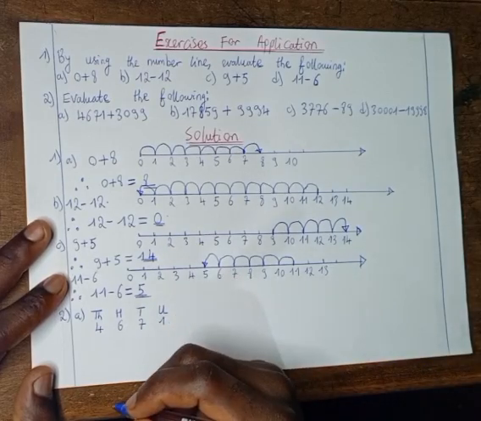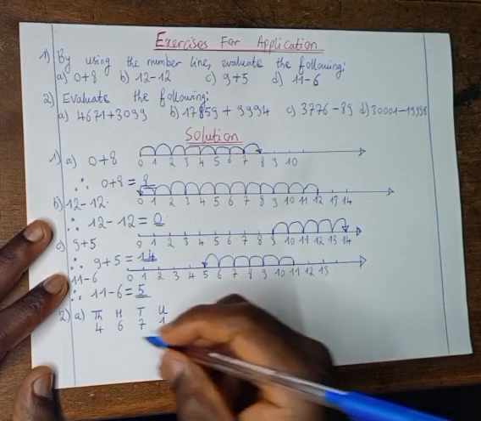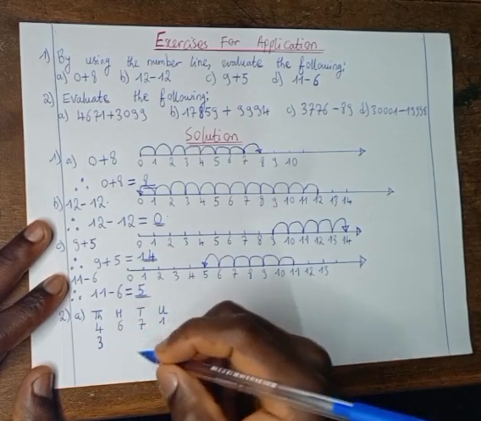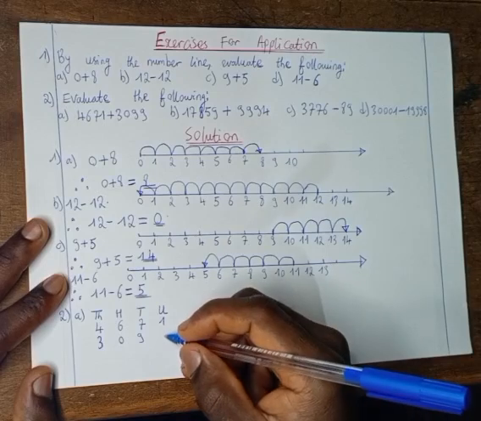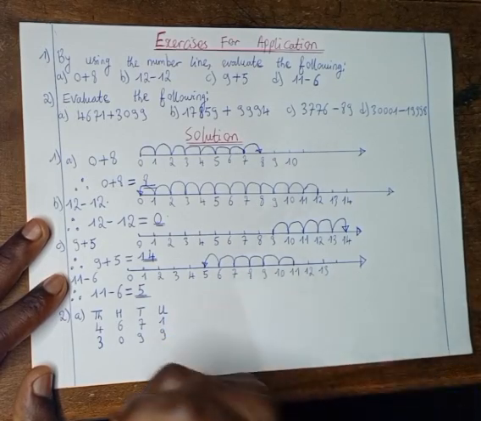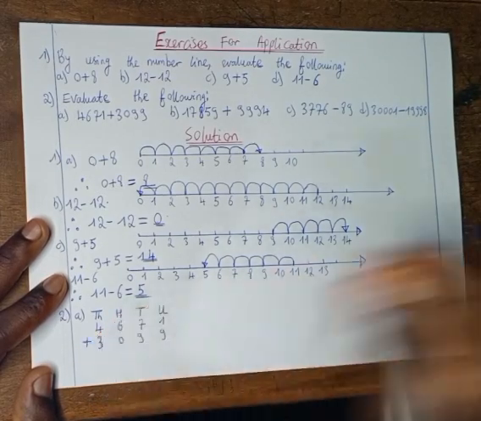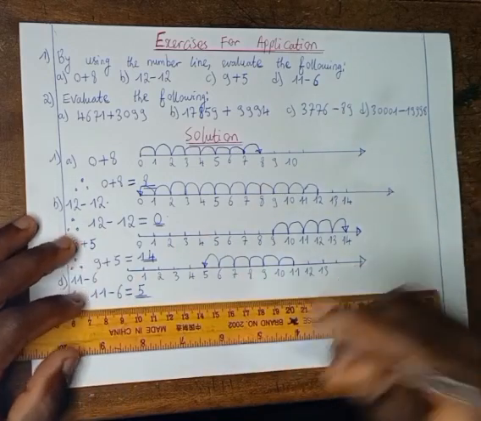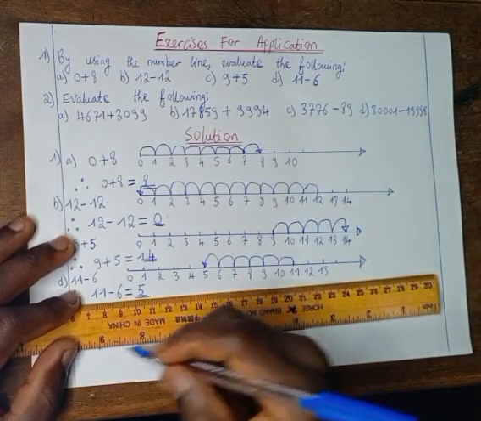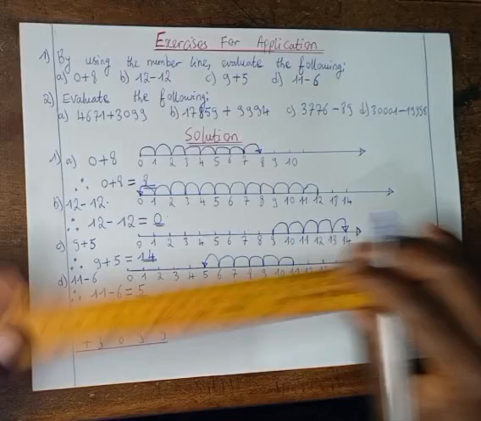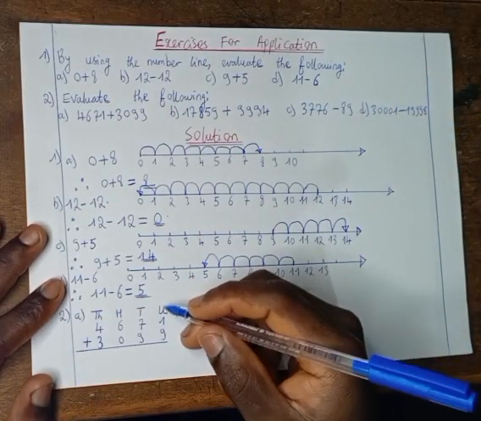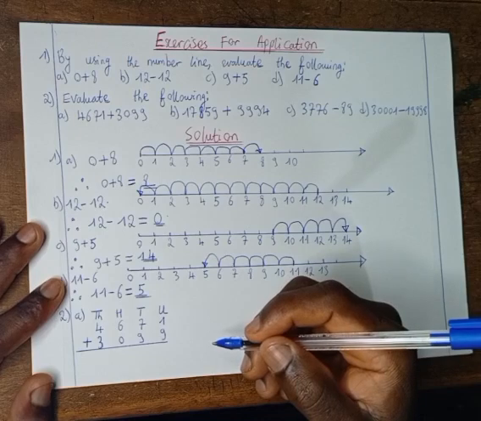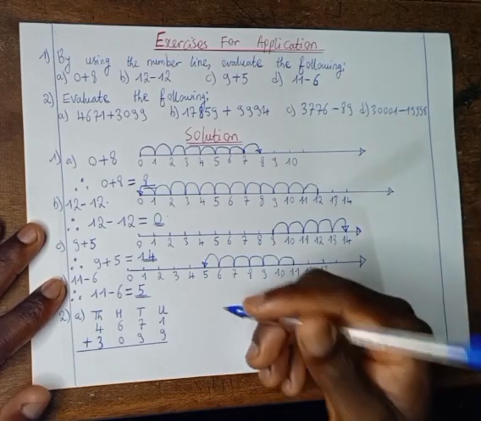So we have 4,671 plus 3,099. 3 will be written under the place value of thousands, 0 under hundreds, first 9 under tens, second 9 under units. Then we put the operation sign, addition. We rule our line. Next, we proceed with the addition. We add the digits under each place value, starting from the right hand side to the left.